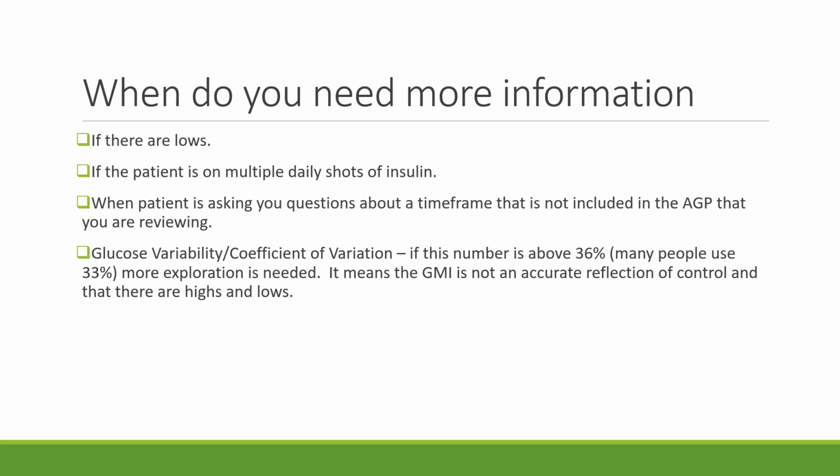It means that the glucose management indicator number is really not a good reflection of diabetes control because there are such extreme highs and lows. So if you have a high variability, you really need to get in there and look a little deeper and figure out what's going on.